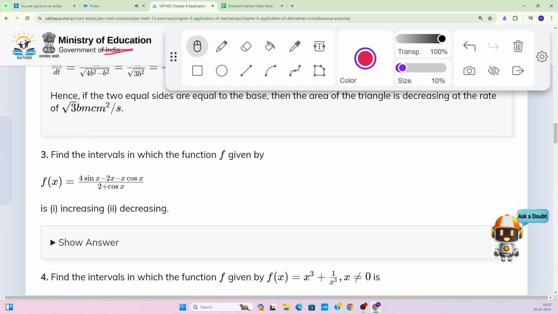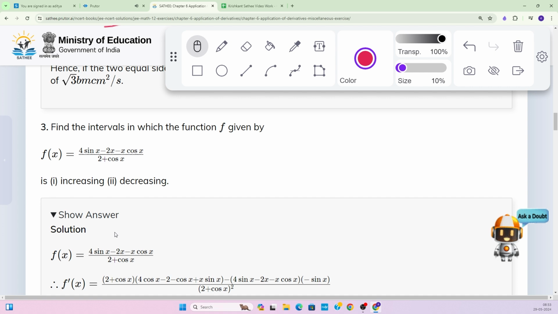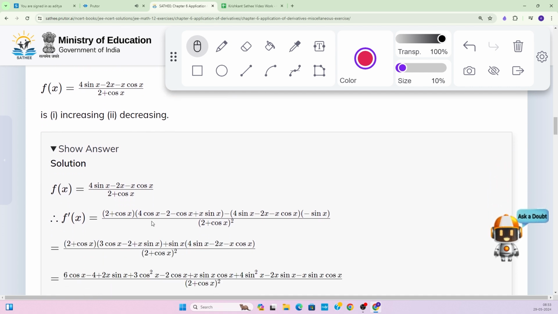Okay, let's move next. Now problem 3. We have to find the interval in which the function f given by this is increasing or decreasing. First we need to find the increasing interval and the decreasing interval. Obvious thing is to find the derivative. First derivative will be denominator square. Now denominator will be multiplied with the numerator derivative. Numerator derivative will be 4 cos x minus 2 minus cos x plus x sin x.